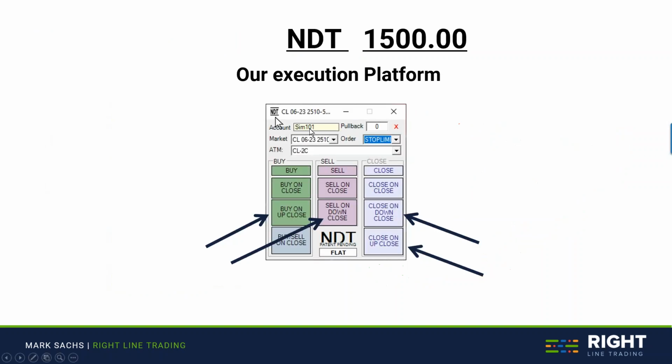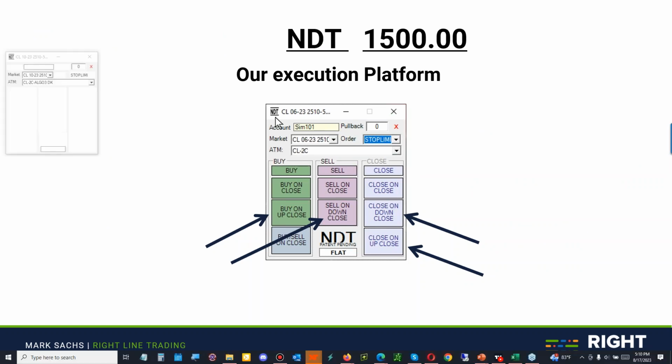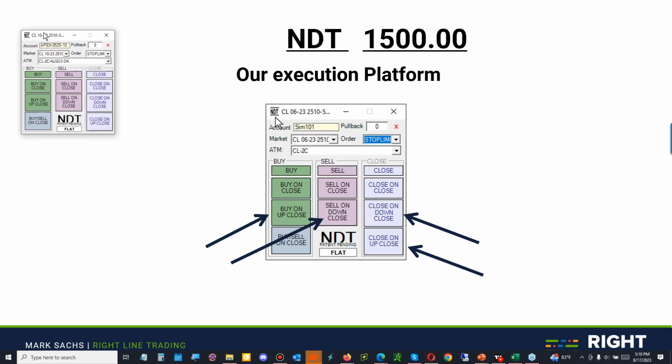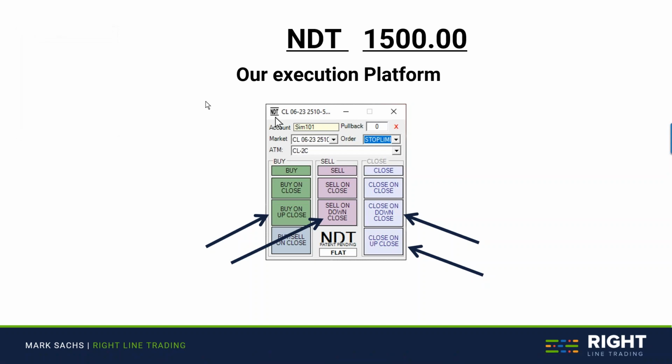Right? Another thing you get is the NDT execution platform. So I'm going to pull up one on CL, and it looks exactly like that. Basically, when you want to buy or sell, you'll click buy on up close. As that candle's pulling back to about halfway, that's when you would click buy on up close. Same thing on sell on down close. As it's pulling back halfway, you click sell on down close. So it has the market, has your ATM and everything, and it's really fast on placing the orders, which is what you need to do.